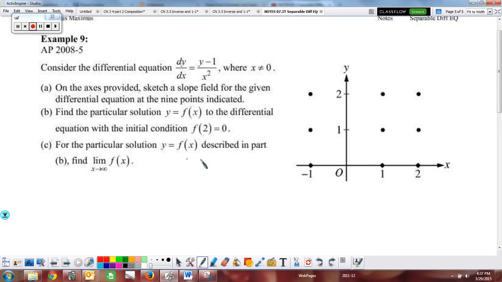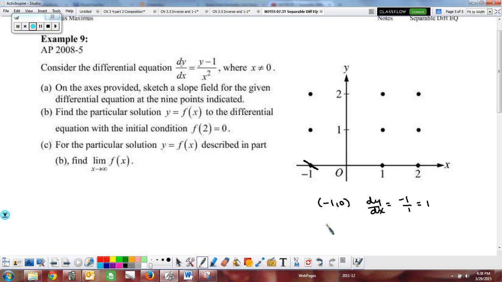All right, so the first thing is, let's go through the 9 points indicated. So even though there's a 2, a 1, and that's not points, I'm looking only at the points that are indicated. So basically we just plug and chug. This point is -1, 0. If you have to show work, please do, but you don't necessarily need to. dy dx is going to be 0 minus 1, -1, over -1 squared. So I get -1. And we kind of sketch in our little slope of -1 for that one.